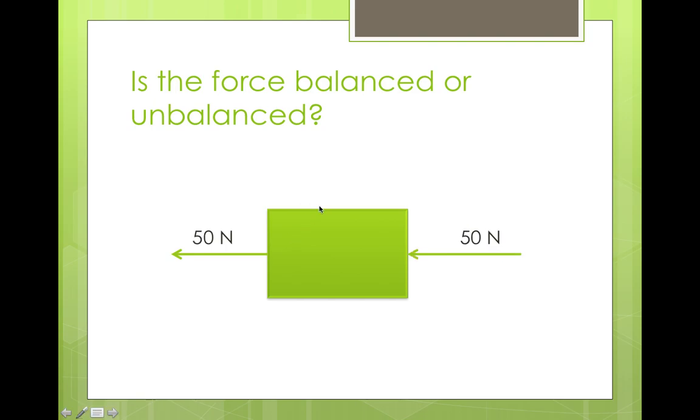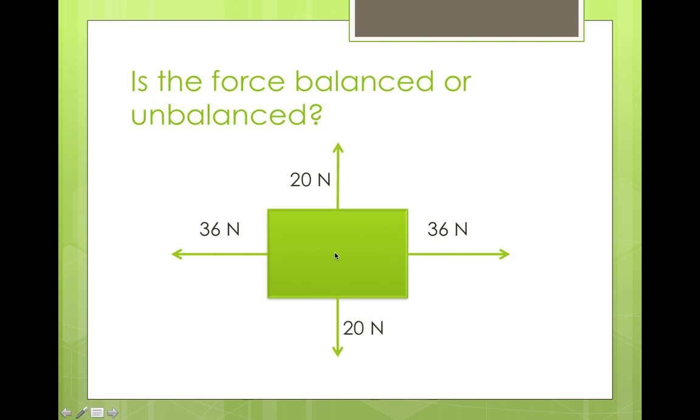Now, what about this one here? We have one force going to the left at 50 newtons, and another force going to the left also at 50 newtons. If you guessed unbalanced, you are correct. All right, now even though they have the same amount of force, you have 50 newtons over here and 50 newtons over here, because they are not in opposite directions, they are considered to be unbalanced because they are acting in the same direction. So in a sense, you have 100 newtons going to the left with this object here.